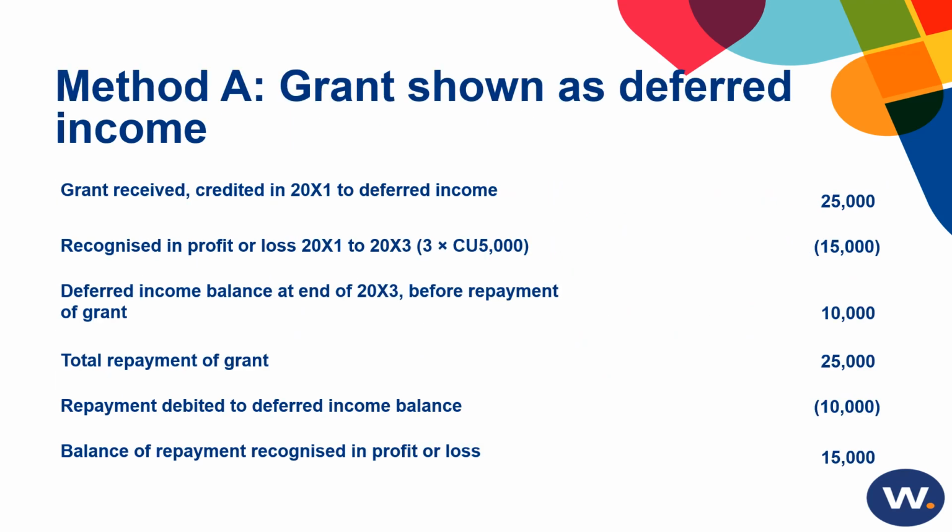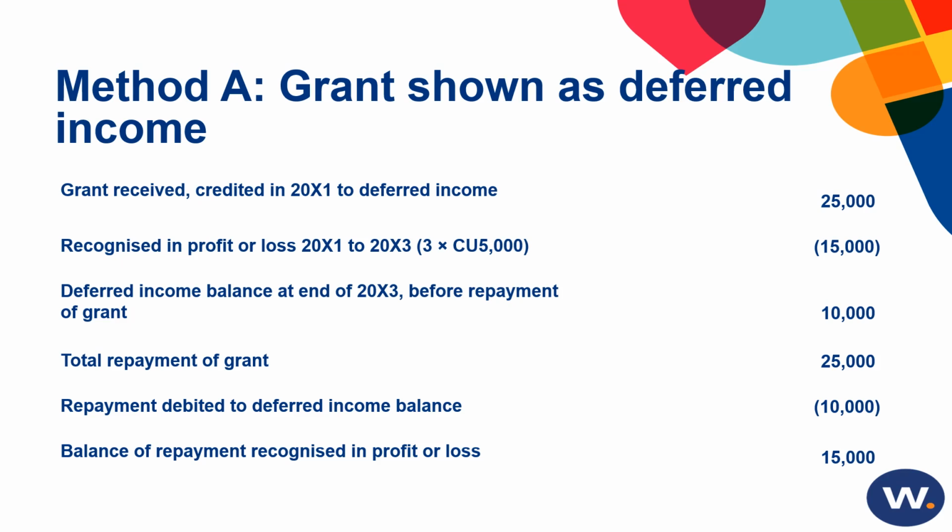Under Method A, the grant is shown as deferred income, separate from the underlying asset. So in 20x1, the entity would have recognized deferred income of 25,000 Rand. It is determined at this date that the asset has a useful life of 5 years and a residual value of 0, and will be depreciated using the straight line method. This means that an amount of 5,000 Rand will be recognized in profit or loss every year for the 5-year useful life, unless of course there is a change in estimate in either the depreciation rate, the residual value, or the method used to depreciate.